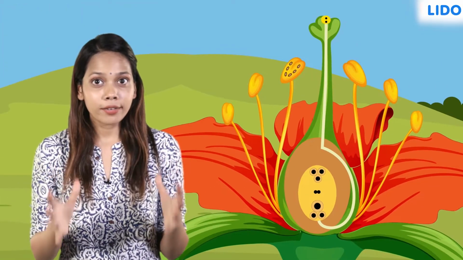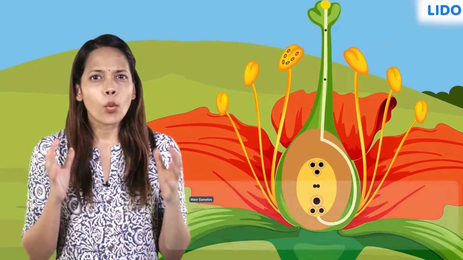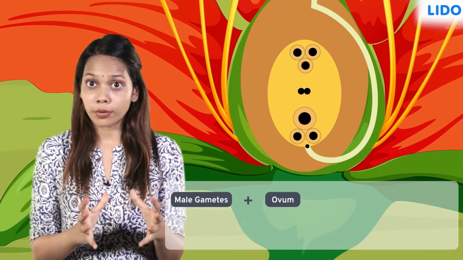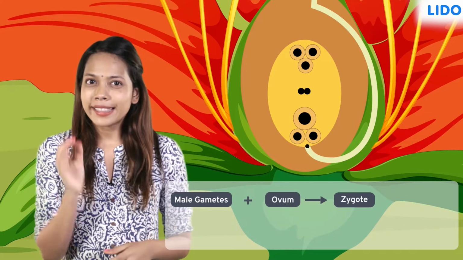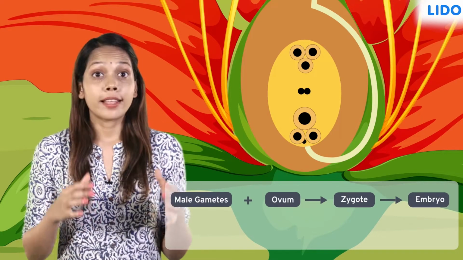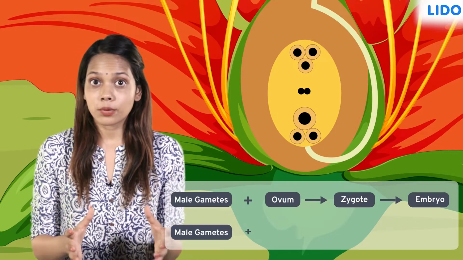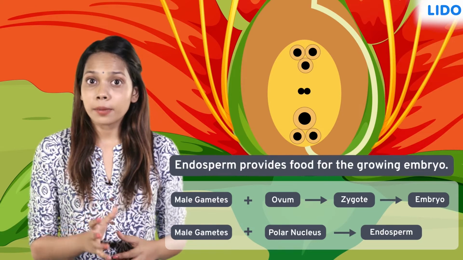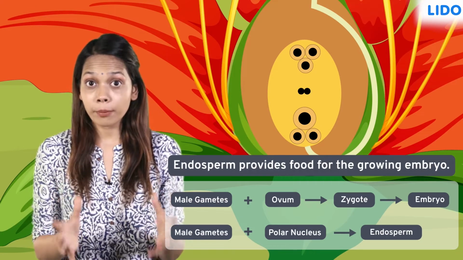When the pollen grains reach the ovary, they release two male gametes. One of the male gametes fuses with the female gamete of the ovule and produces a zygote. This contains the embryo. The other male gamete fuses with the polar nucleus and produces the endosperm. The endosperm provides food for the growing embryo.